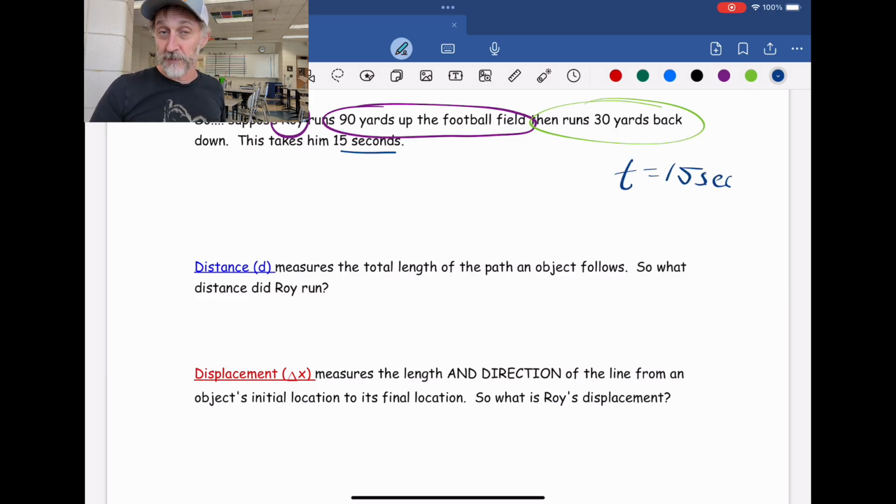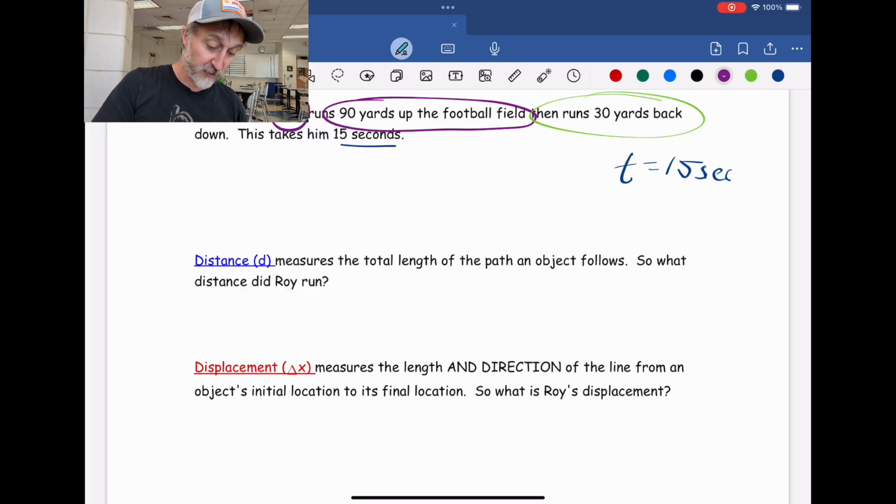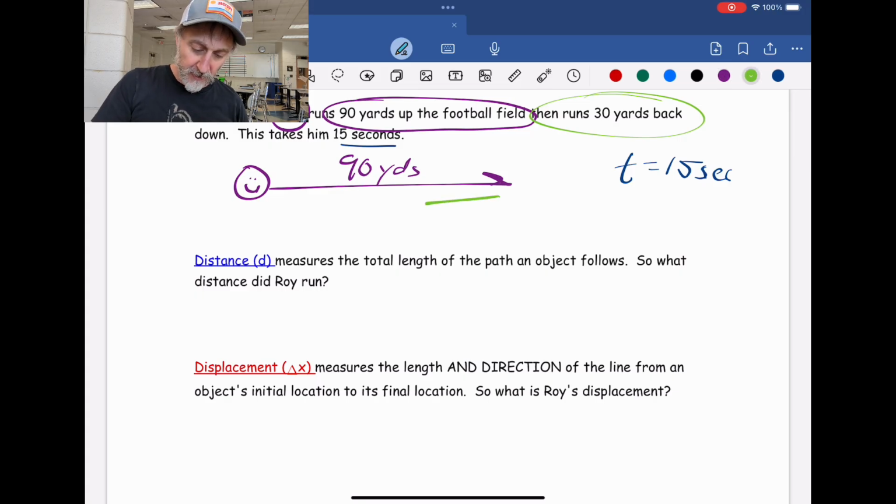What I like to do, something that makes solving challenging problems a little bit easier, is we make a drawing of the path that the object follows. Now, we're on day one here. These aren't gonna be crazy challenging, but as the problems get harder, this is a really, really useful strategy. So let's see, there's Roy. Let's try that again. Here's Roy. He's gonna go 90 yards up the field, and then from there, he turns around and comes 30 yards back. What are some things we could figure out?